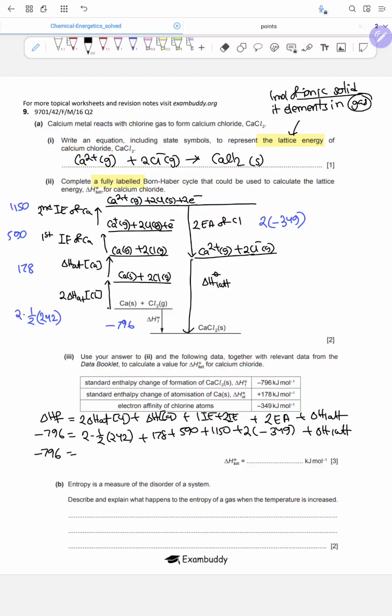Let me put that in the calculator. 242, 178, 590, 1150.